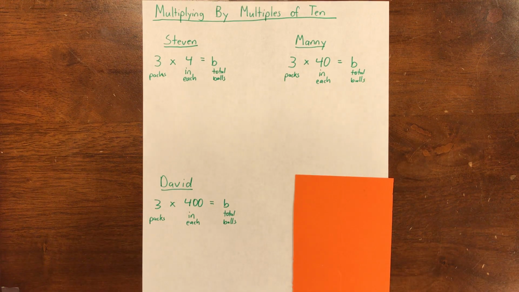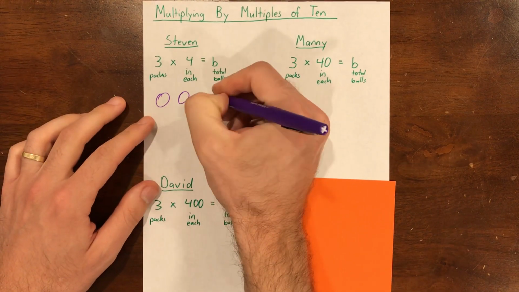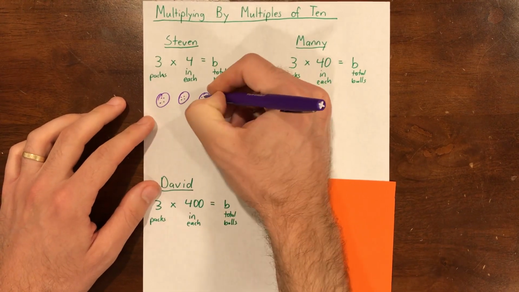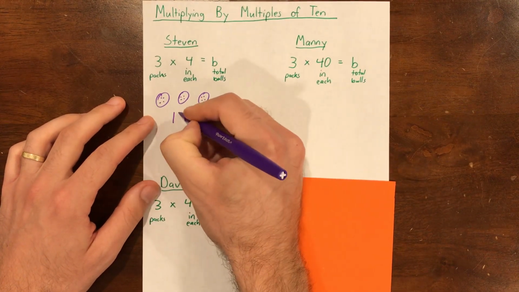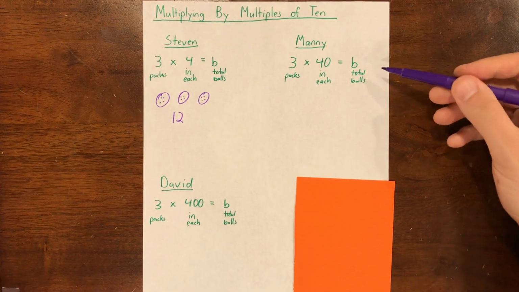So we know 3 times 4 is 12. If we wanted to prove that with a picture, what could we draw? Say it out loud. Sure, 3 groups with 4 in each group. 3 times 4, like I said, 12. Great.